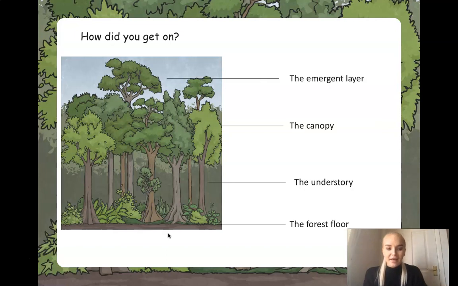Okay, did you get them right? Did you find the first one as being the emergent layer? Did you remember how tall the trees grew? How many meters high? Did you remember the canopy was next and how much water got in the canopy and how much it hid the sunlight from the rest of the forest? Did you remember the understory was next, having little sunlight, but the forest floor was the final layer of vegetation in a rainforest, having practically no sun because it's completely dark because it's covered by the canopy. Well done if you remembered all of those.